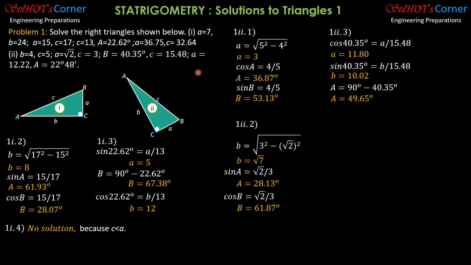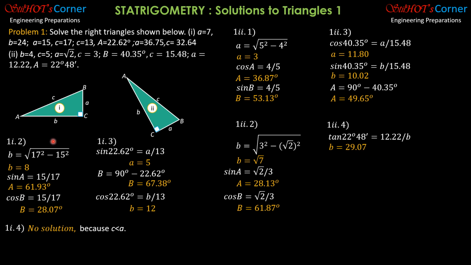Then 1.2.4. Side A is 12.22, angle A is 22 degrees 48 minutes. So tangent of 22 degrees 48 minutes equals opposite, which is A, 12.22, over adjacent B. Therefore, B is 12.22 divided by tangent 22 degrees 48 minutes. So B is 29.07 units.